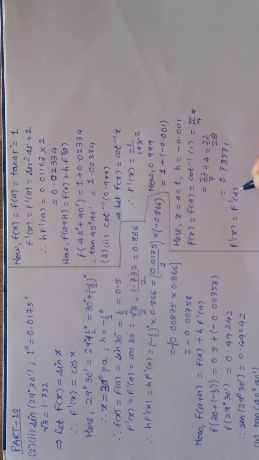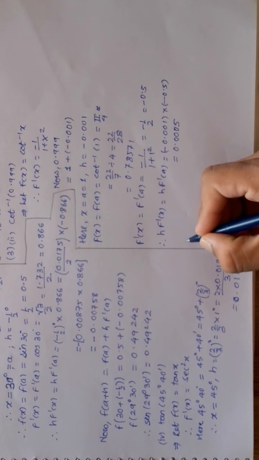Okay. Now let us find f dash x. f dash x is equal to f dash a, and that f dash a is nothing but minus 1 upon 1 plus x square, where x is 1. So this will become minus 1 by 2, that is minus 0.5. Now you will be finding h into f dash x, which is nothing but h into f dash a. So your h is minus 0.001, agreed, into f dash x which is minus 0.5.